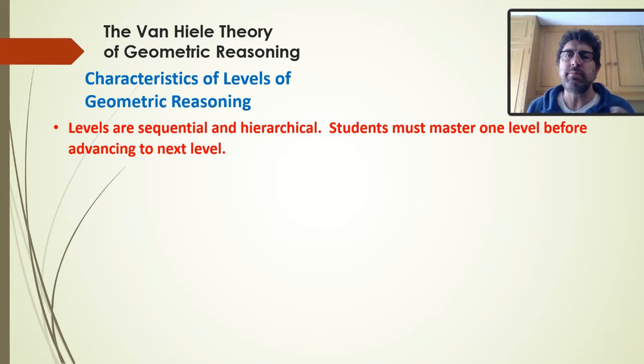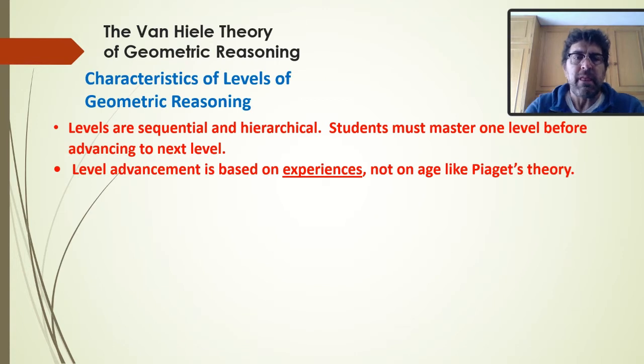Okay, so you can't go from level 0, if the child is on the visual level in a class, straight to level 2 or level 3. There's a process that needs to be followed, and that process is activated through the phases of learning. Okay? The level advancement is based on experiences that are afforded to the learner, not based on age like Piaget's theory.